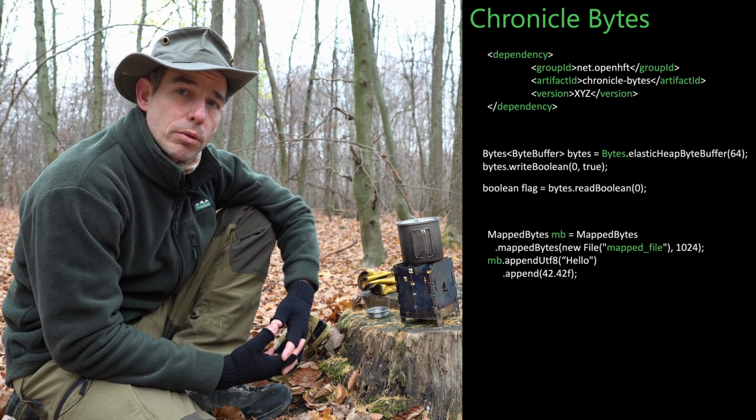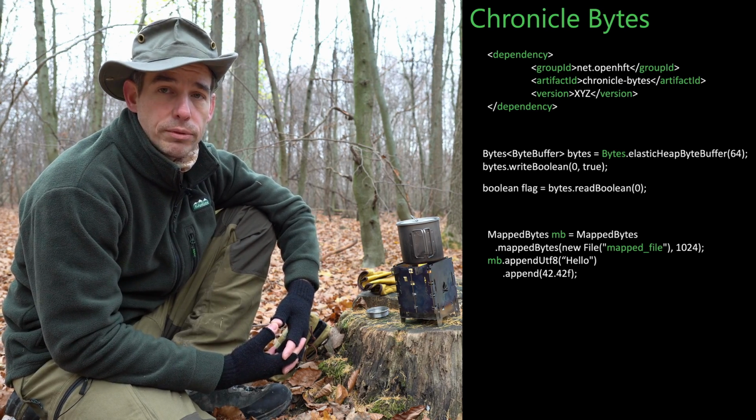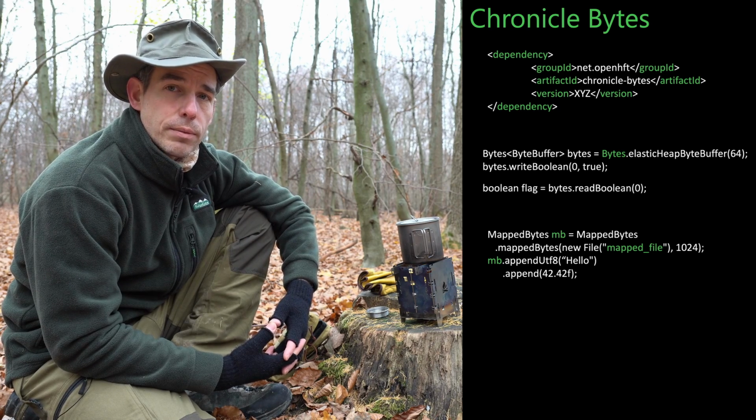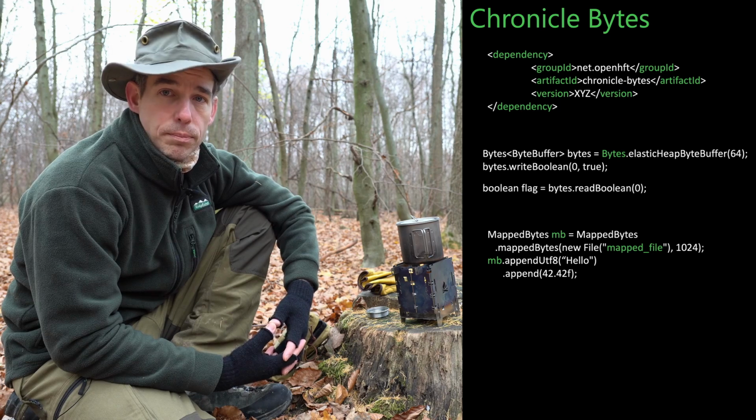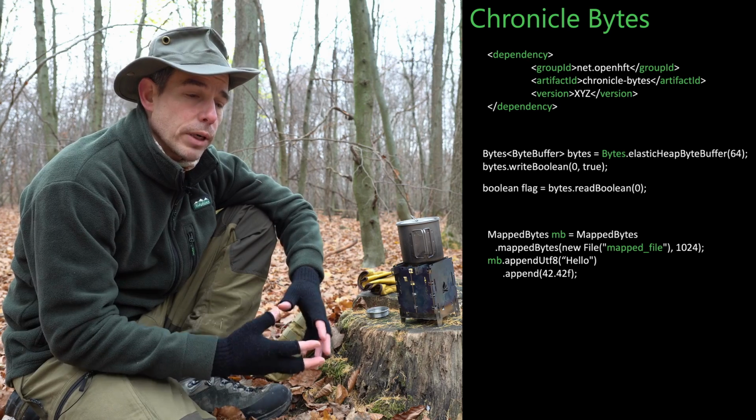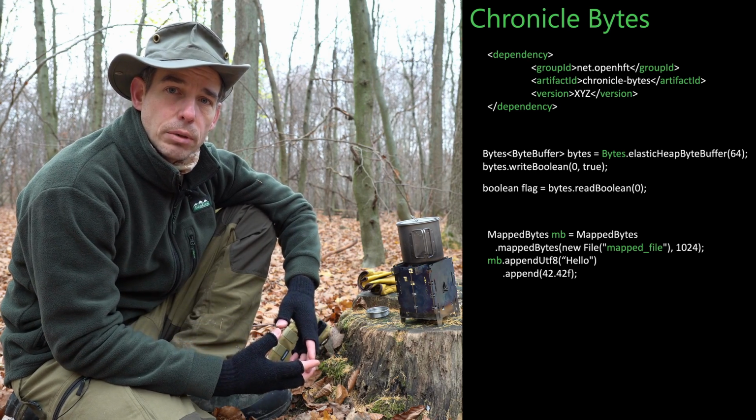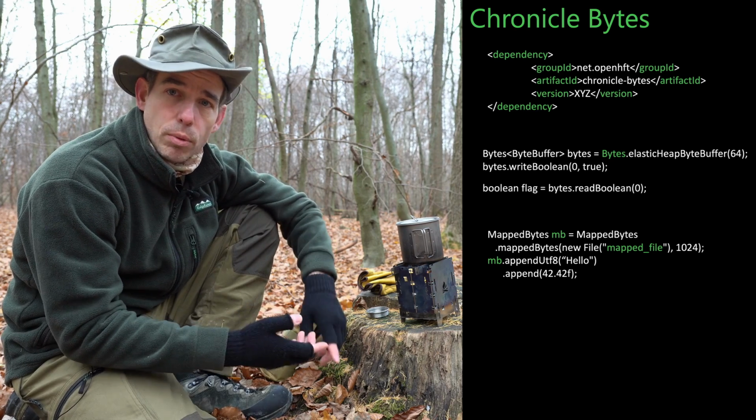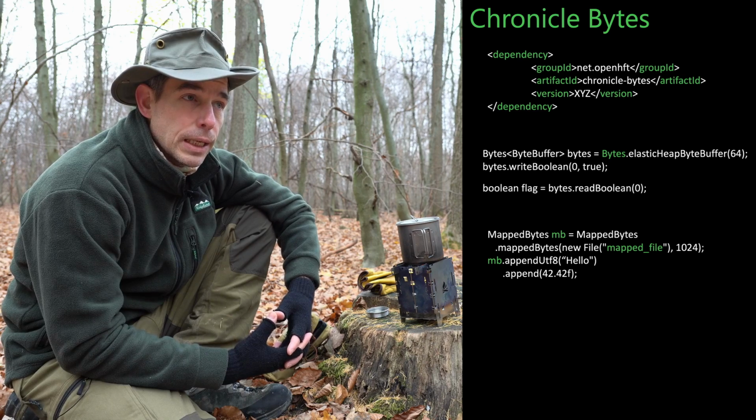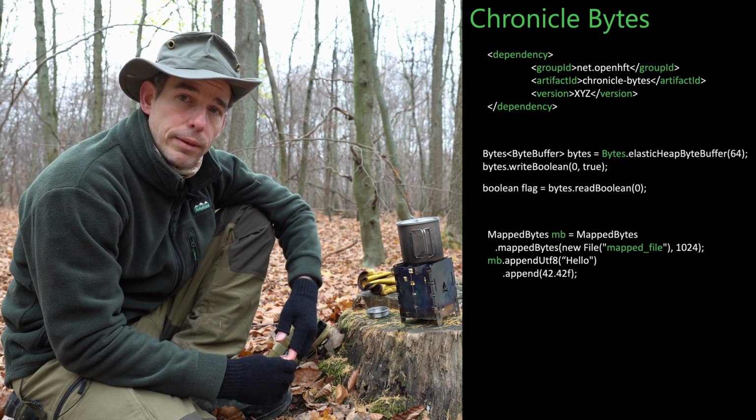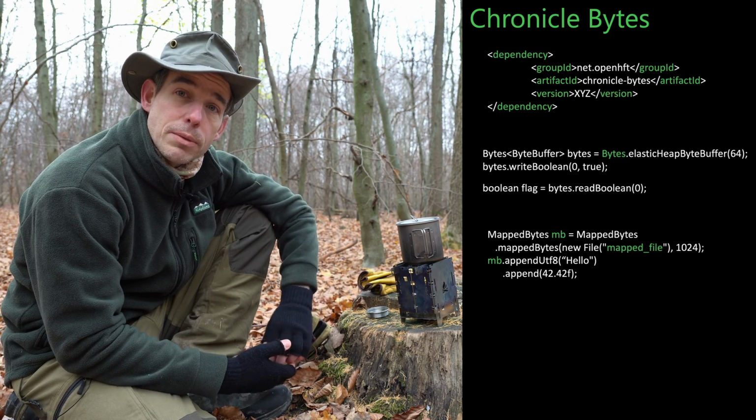I'm talking here about Chronicle Bytes. You will find it on the GitHub account. It's open source as well. It's an organization, OpenHFT, and the project is Chronicle-Bytes. With Chronicle Bytes, you have the possibility to write very compact data down. It means you're writing bytes, ints, chars, whatever. The first thing is adding this dependency: net.openhft, and the artifact ID is chronicle-bytes.